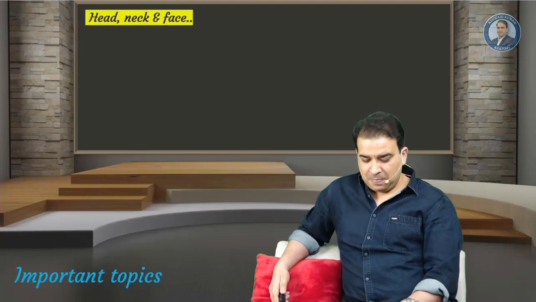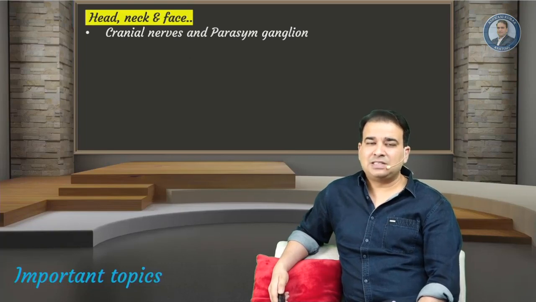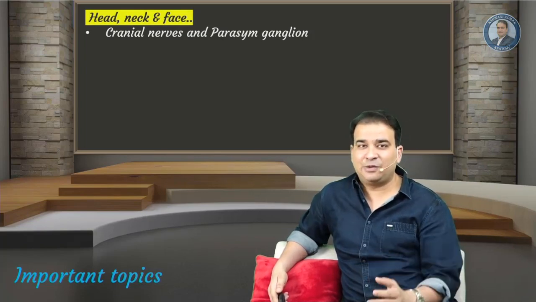Moving on. Now, the second major unit, that is head, neck and face. Let me start with the head, neck and face here. Cranial nerves, cranial nuclei, parasympathetic ganglion. If you have a sound knowledge of cranial nerves, I can say that 50% of your head and neck is covered then and there only.